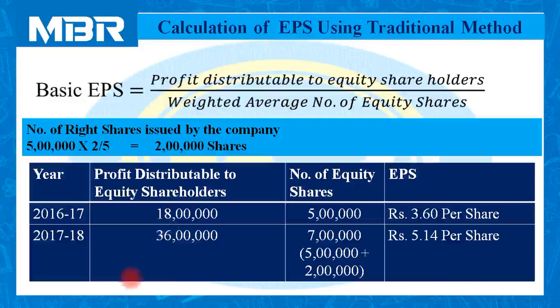Original equity shares 5 lakhs plus right shares issued by the company in the ratio of 2 shares for every 5 shares held. So 5 lakhs plus 2 lakhs is equal to 7 lakhs. 36 lakhs divided by 7 lakhs is equal to rupees 5.14 per share.